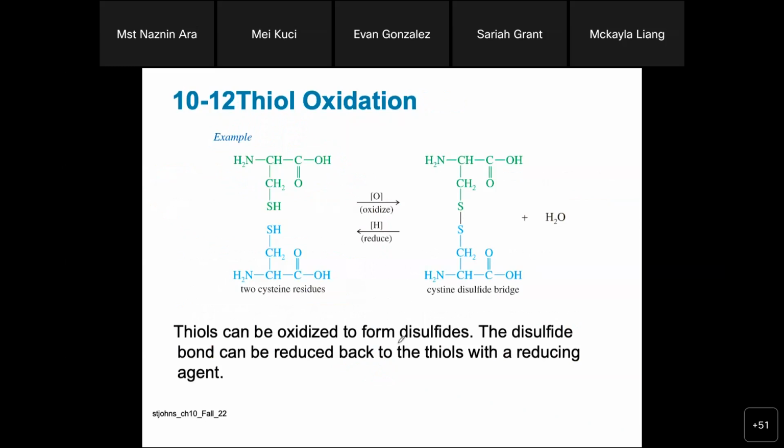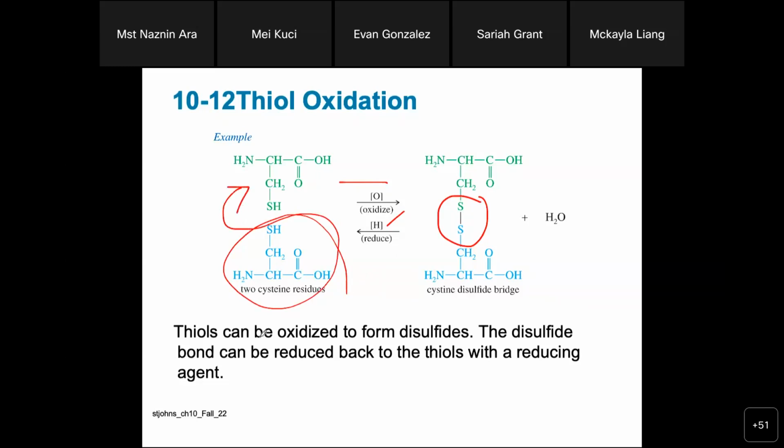Thiol oxidation: as I said, oxidation means addition of oxygen, and reduction means addition of hydrogen. Who helps to oxidize is called the oxidizing agent, and who helps to reduce is called the reducing agent. Here you can see this compound can be oxidized to make the disulfide compound. If we add a reducing agent, we can reduce it and come back to this compound.